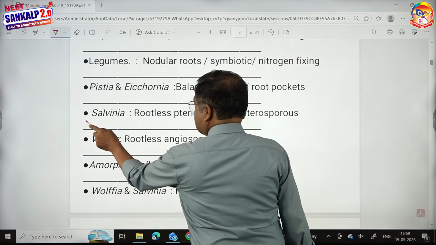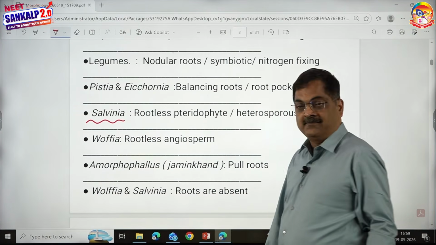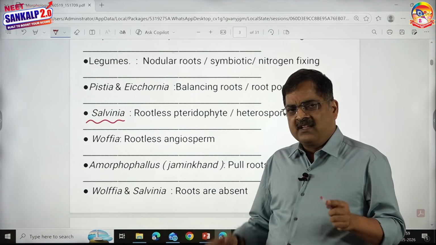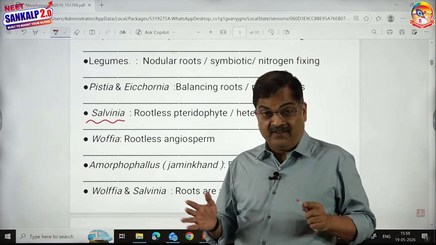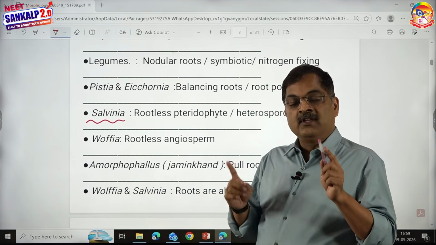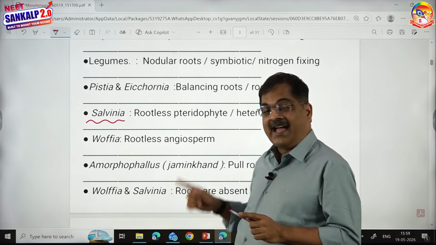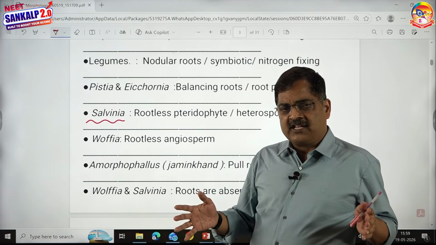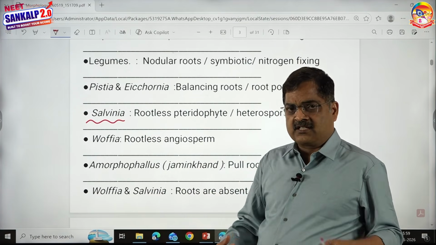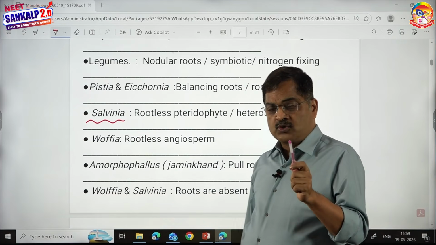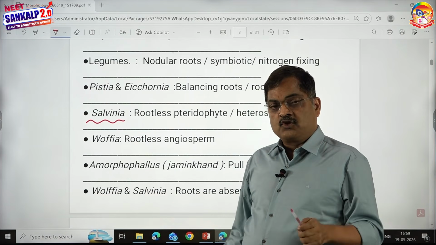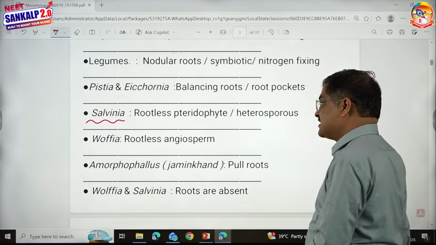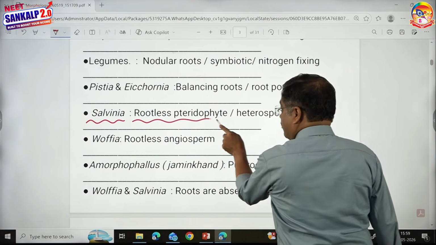Salvinia, this is an important example based on the diagram. It is a rootless pteridophyte. In your textbook, Salvinia. Did I say Salvia? I think I said. It is not Salvia, Salvinia. In Salvinia, children, you are going to see a diagram in the pteridophytes chapter. There are some root-like structures. Don't get mistaken. They are not roots. They are modified leaves. So some of the leaves are normal. Some of the leaves are dissected and act as roots. So it means that it's an example of a rootless pteridophyte.